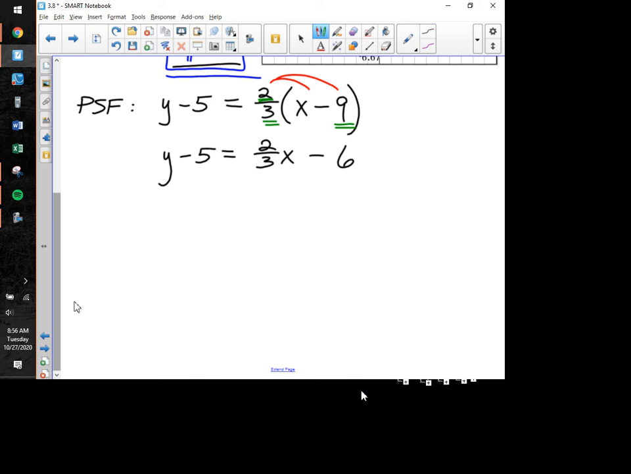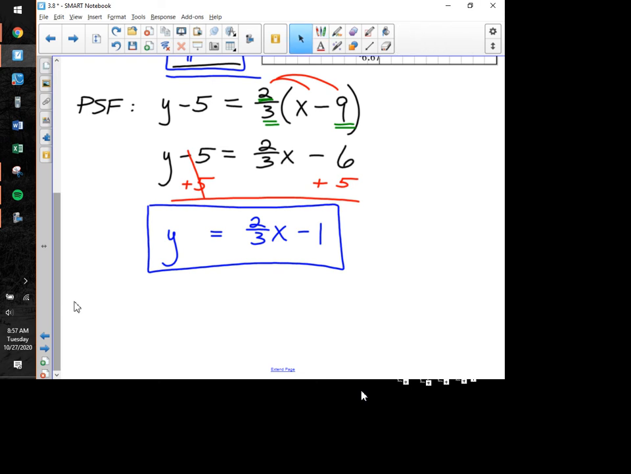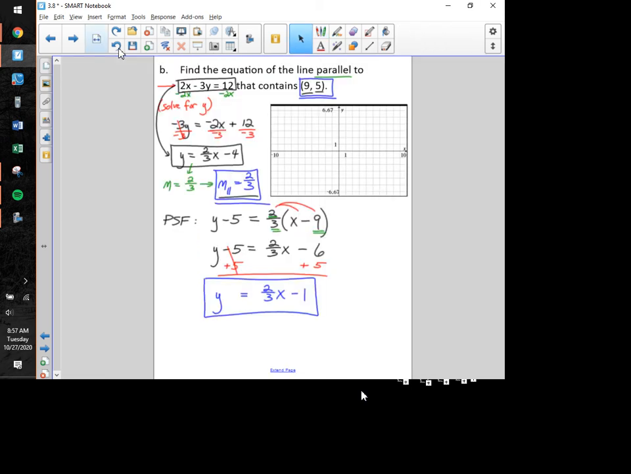And the last thing we need to do to get y by itself is add 5 on both sides. Those terms there cancel, and we're going to end up with our answer now in slope-intercept form of y equals 2/3 x, and a negative 6 plus 5 is going to give us a minus 1. And that, everybody, is the equation of the one and only line that's parallel to the original line, 2x minus 3y equals 12, and also contains the point (9, 5). I don't think I'm going to graph that one, everybody. I think we're going to move on, but that's the way we're running it here.